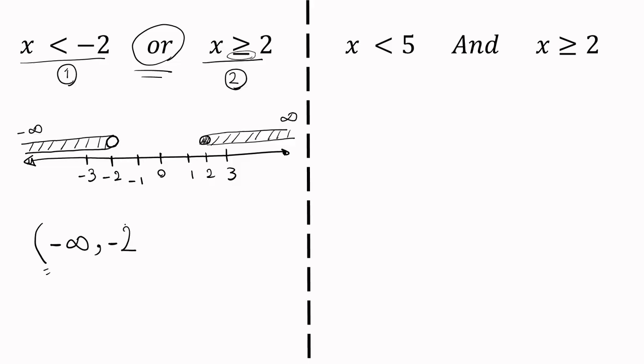But here there is an important question. Is -2 included or not? As you can see here, I have an open circle, a hollow circle, right? So -2 is not included. Whenever a number is not included, you must use parentheses.